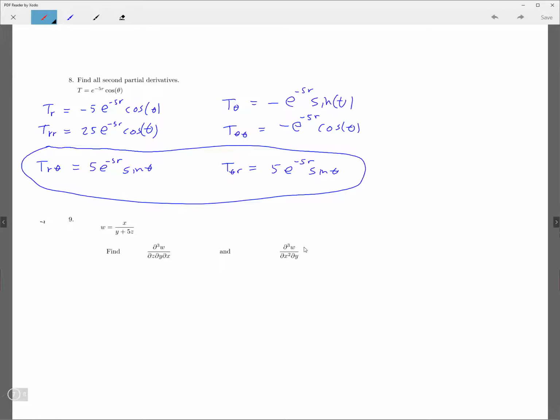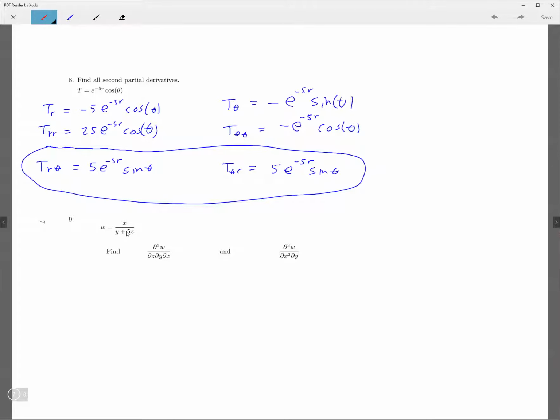To find this one and that one. Okay, so this one means you're going to take the partial with respect to x, and then with respect to y, and then with respect to z, right? But if a different order looks easier, you can do that, okay?